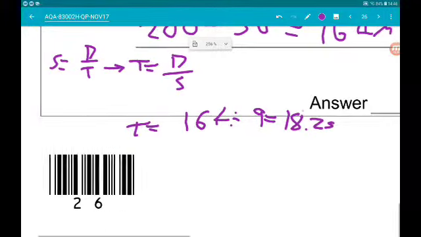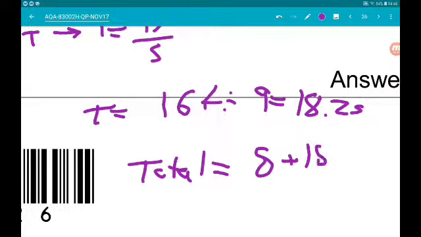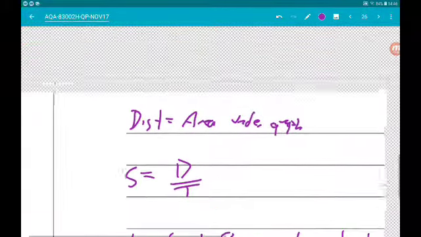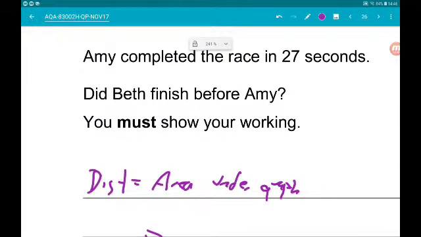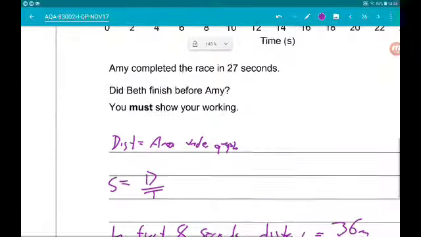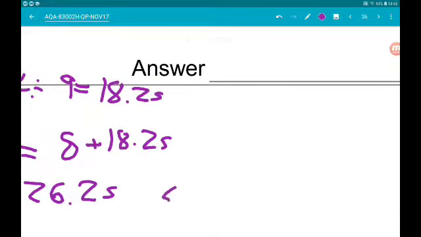So her total time is the first 8 seconds plus 18.2 seconds, which is going to give us 26.2 seconds. So we were asked, did Beth finish before Amy? Amy took 27 seconds. So the answer is yes.